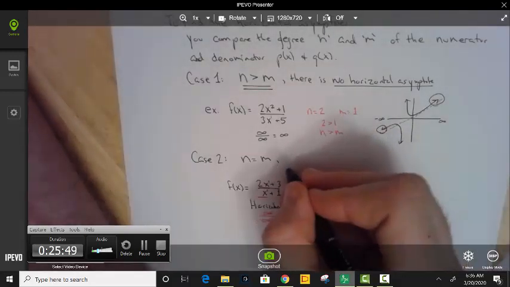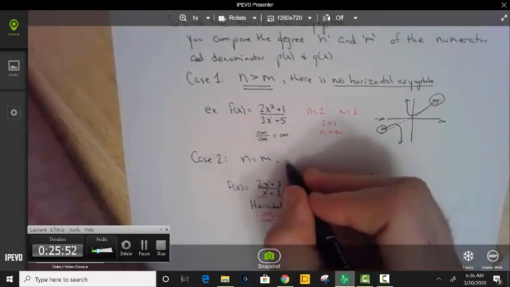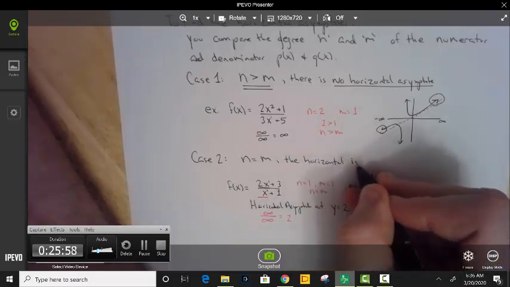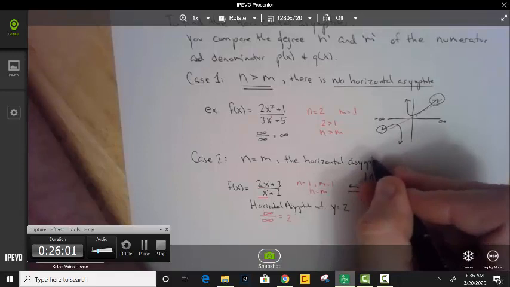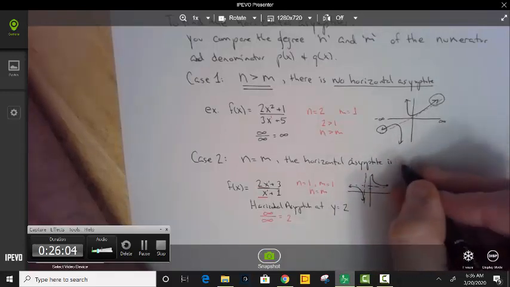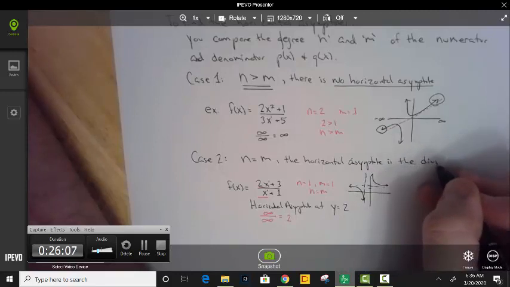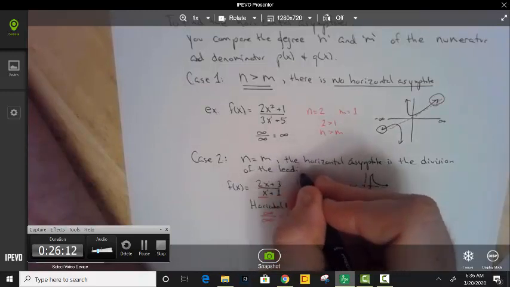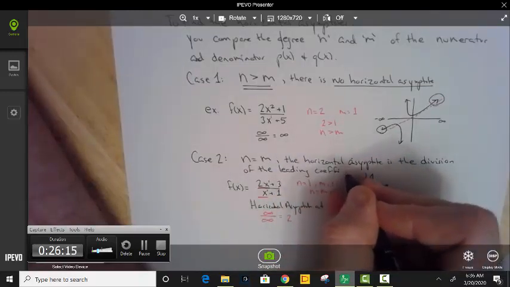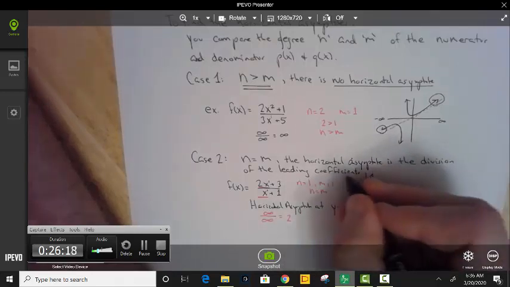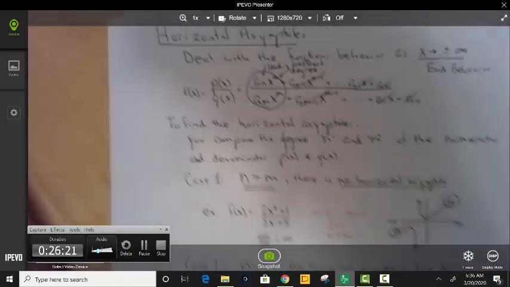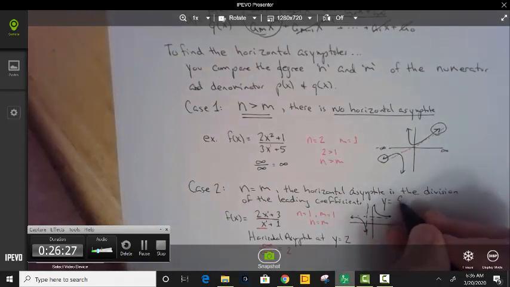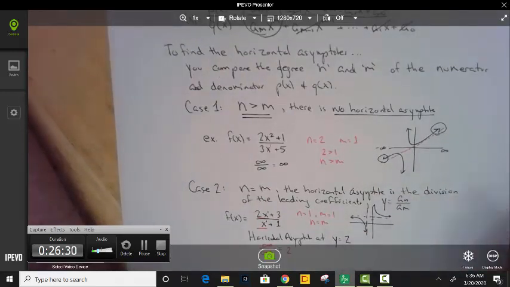Okay, so when the degree on top and the degree on the bottom are the same, the horizontal asymptote is the division of the leading coefficients. And based on my notation that I have up here at the top, the leading coefficients would be a sub n divided by a sub m. So y equals a sub n divided by a sub m.